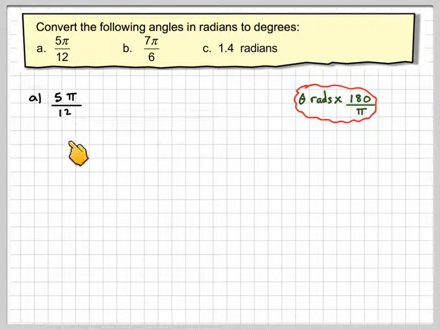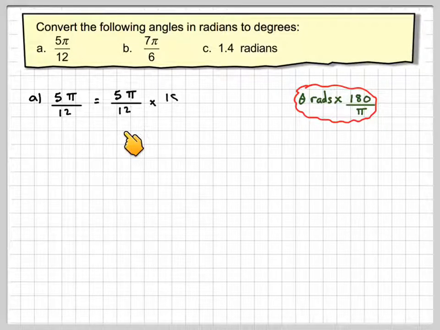So we've got 5π/12, so let's write down 5π/12 times 180 over π. The π's will cancel out. Also 12 will go into 180 15 times, and then 5 times 15 gives me 75 degrees.